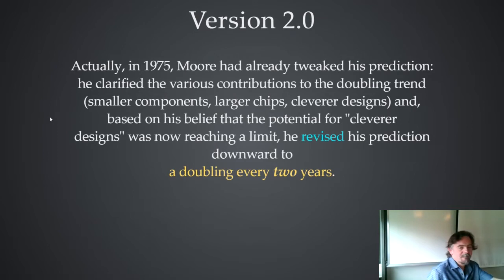And in fact, by 1975, Moore had revised his prediction a little bit. Instead of saying that he thought it would double every year, he thought that there were reasons to think that the trend was going to slow down a bit, and it would actually double every 2 years, which is slower. And that's the modern version of the law, that the number of components you can fit on a chip seems to double every 2 years.